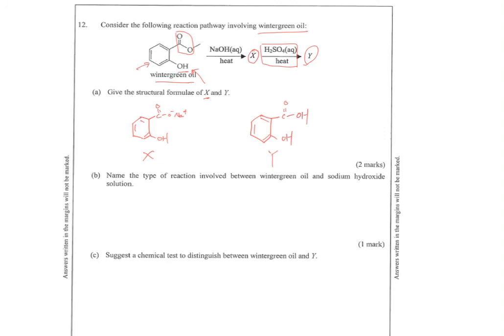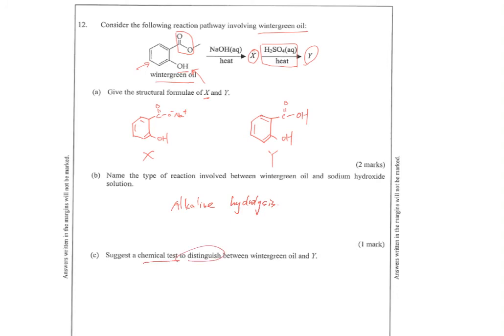Okay. So this type of question, many students also don't know. Not only you guys, many other students. So if you can understand this, the alkali hydrolysis or acid hydrolysis, it is very important. Name the type of reaction involved. Actually, I explained already, it's alkaline hydrolysis, okay? It's alkaline hydrolysis.